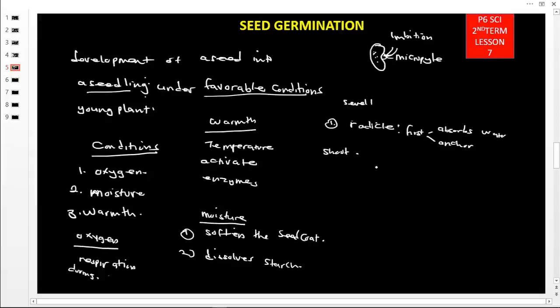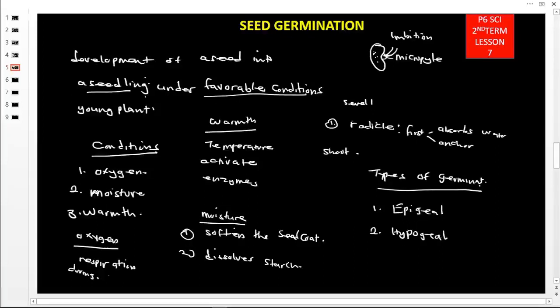Then we are going to look at two types of germination. So we have types of germination, and they are only two. One, we have what we call the epigeal germination, and two, we have what we call the hypogeal germination. In epigeal germination, we see the cotyledons coming out of the soil. In the hypogeal germination, we see the cotyledons remain inside the soil.